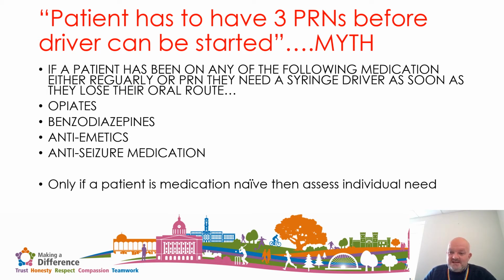So by giving PRNs as they're needed, we get an idea, A, if they're actually going to need a syringe driver, and B, what sort of doses to start that syringe driver at. What we don't want to do is underdose a patient as much as we don't want to overdose a patient. By having a couple of PRNs before we start the driver, then we can see A, if they're going to need a driver at all, and B, what doses to start at.